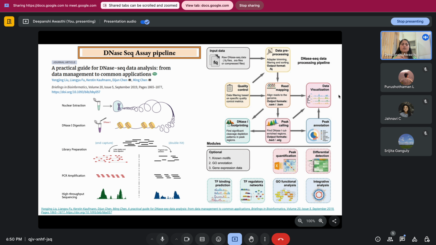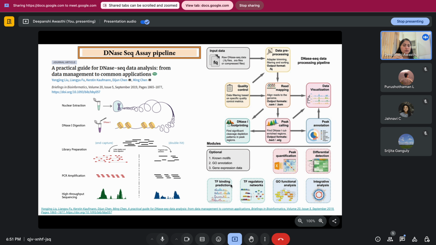In data visualization, you take the entire genome sequence, and for the reads you have obtained, you will have peaks in the graph. In that way you visualize which regions are freely accessible in the genome. And ultimately DNA footprinting will be done, where you identify significant cleavage depletion patterns in the peak regions, peak calling, peak annotations. These are some of the detailed procedures. You don't have to go through it. But ultimately you can identify the motifs, go for GO annotations, and gene expression data can be studied.